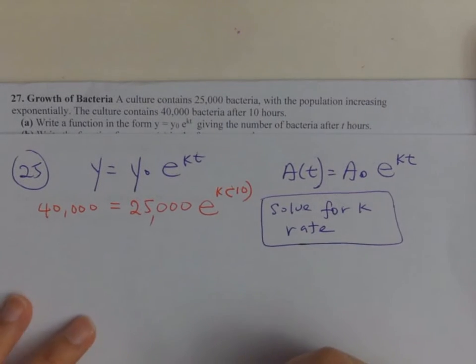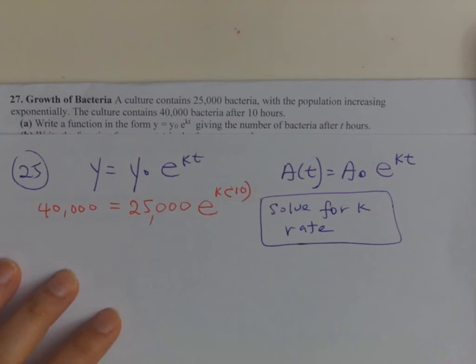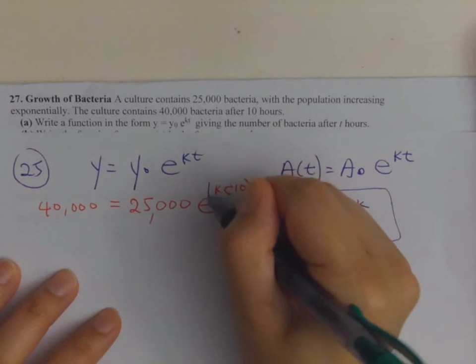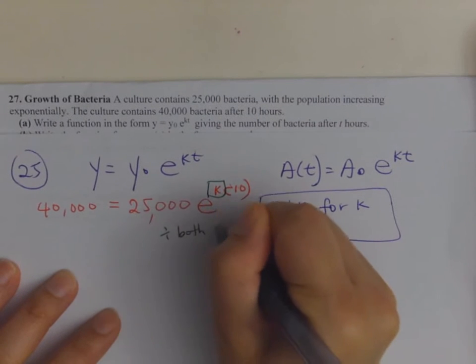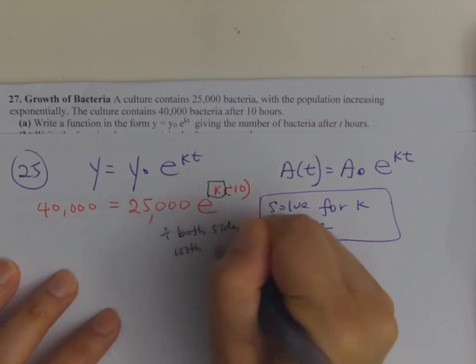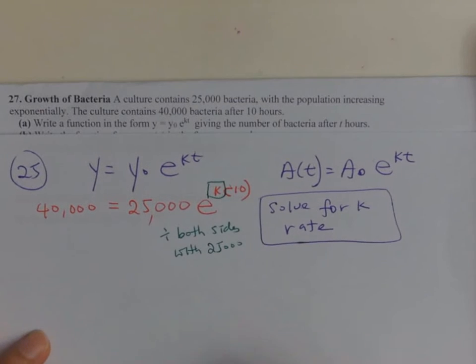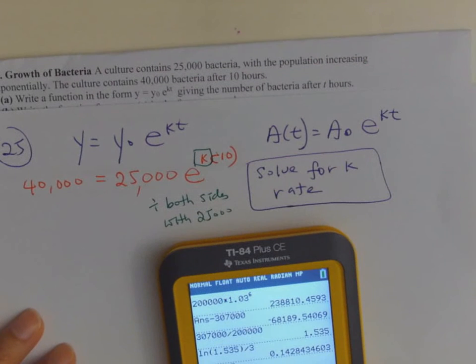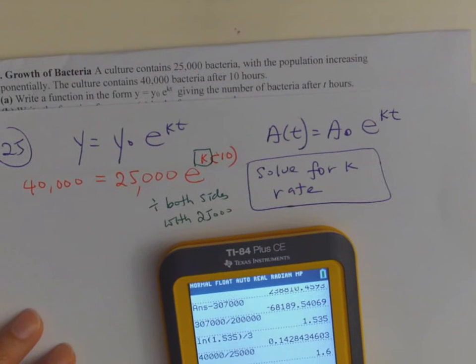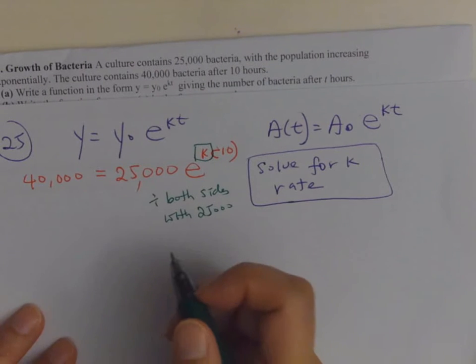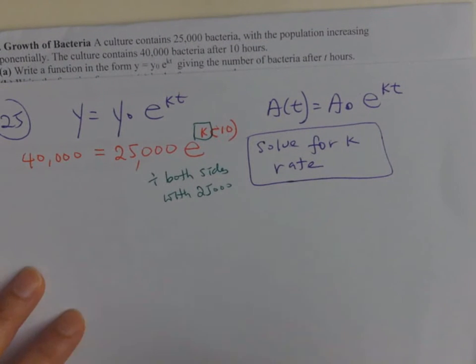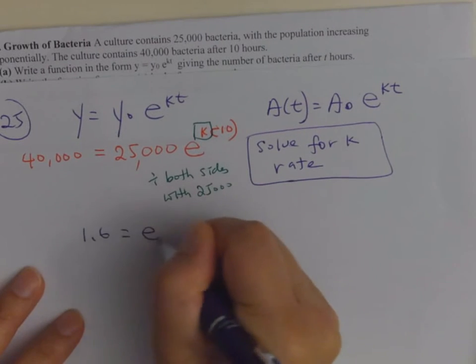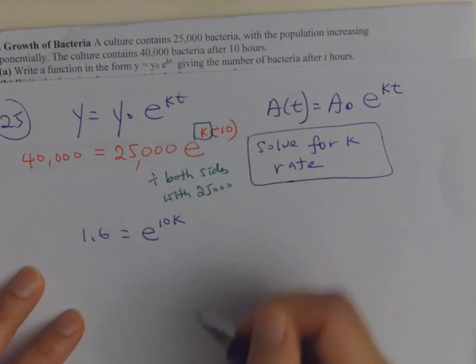Okay, so to solve for k, we need to first divide both sides by 25,000. Because k is over here, so I need to simplify this side. So 40,000 divided by 25,000 will equal 1.6. So it's a nice number. I can go ahead and put it down, right? So 1.6 equal to e raised to 10k basically.